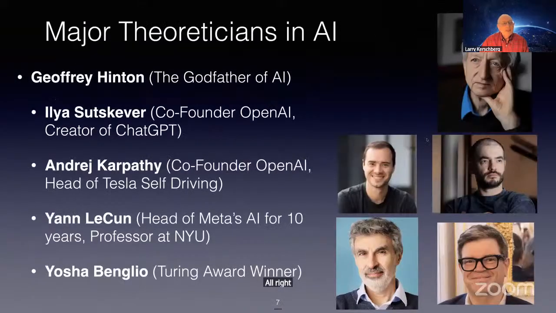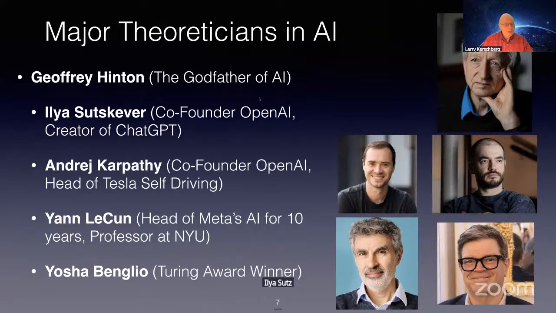All right. So who are the major theoreticians in AI? And here is Jeff Hinton, father of AI. He won not only the Turing Award, which is like the Nobel Prize in computer science, but he also won the Nobel Prize in physics, which is interesting. All right.